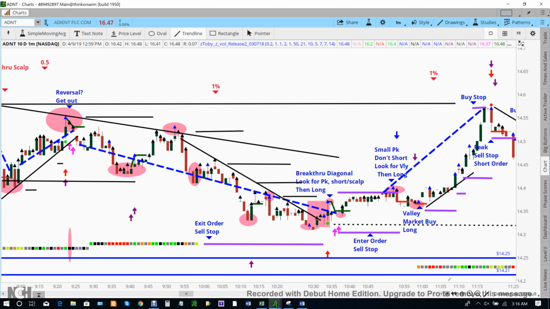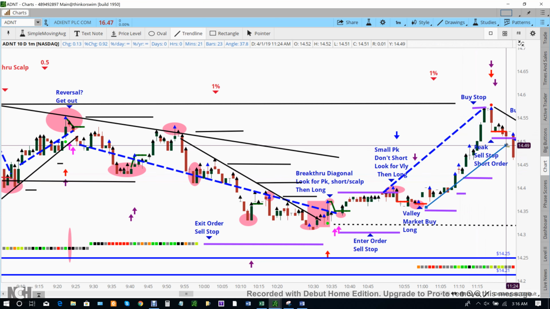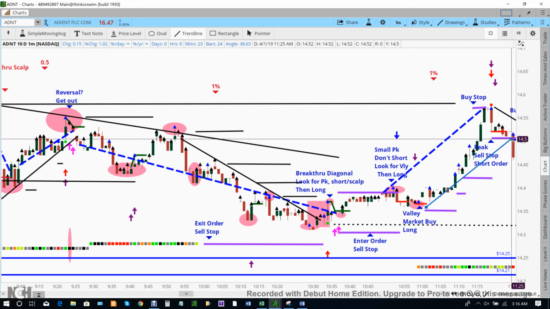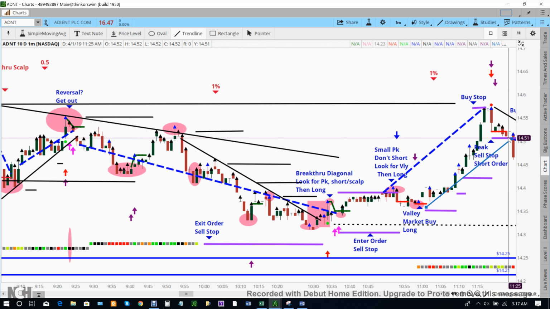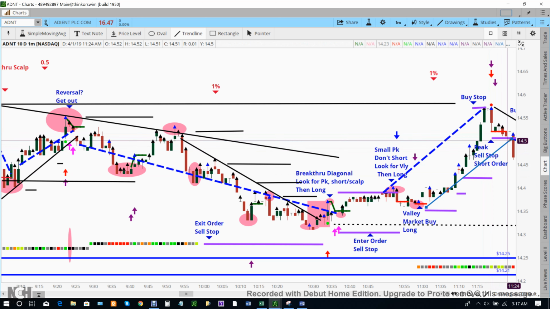So now, remember this line here? This was our diagonal going up here. It broke through this sell stop and broke through this diagonal. So it's going down, and this should be a resistance line for the future, probably as we go on.